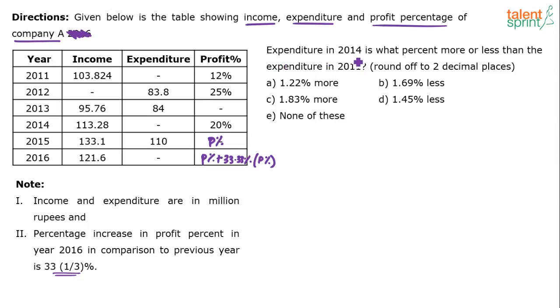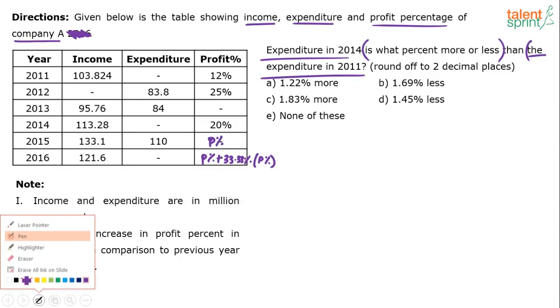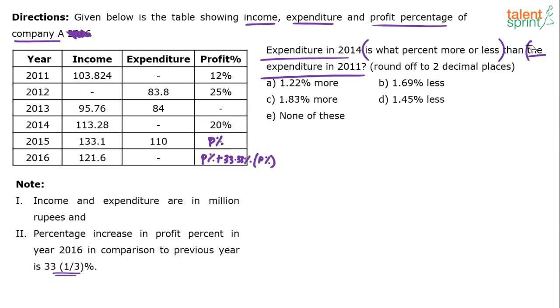Expenditure in 2014 is what percent more or less than the expenditure in 2011? Round off to 2 decimal places. Now this is a straight question, right? X is what percentage more or less than Y? What is Y here? The expenditure in 2011. You getting it? X is what percentage more or less than Y? X minus Y by Y into 100.